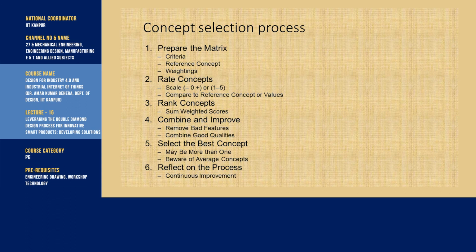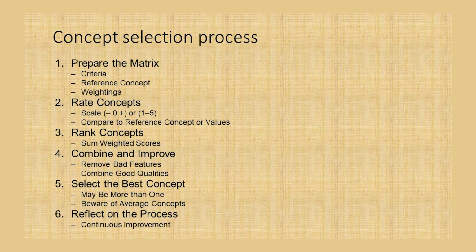So, let us say there are 5 attributes. For one of them you had all pluses. So, maybe then it is 5 pluses, okay, and for another concept you may have 4 pluses and 1 minus. So, 4 minus 1, so 3. So, that is a score, total score.